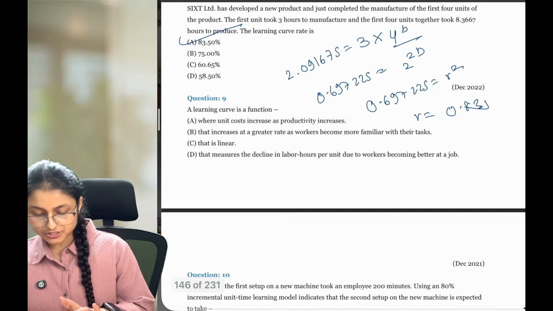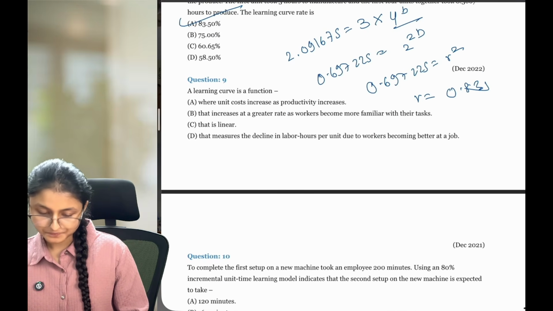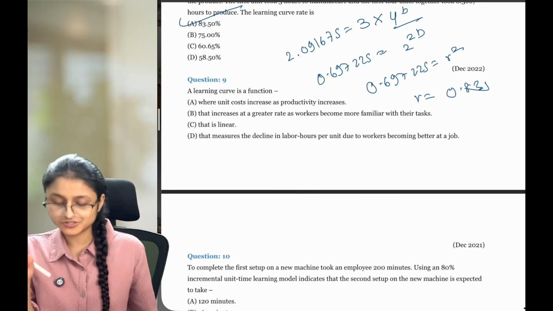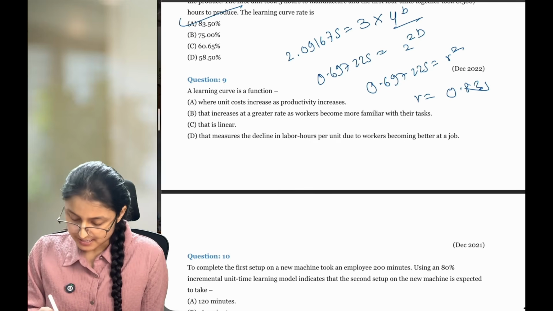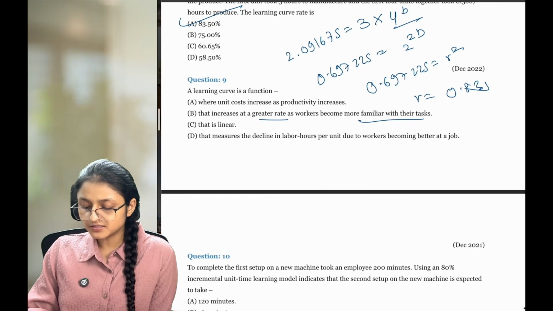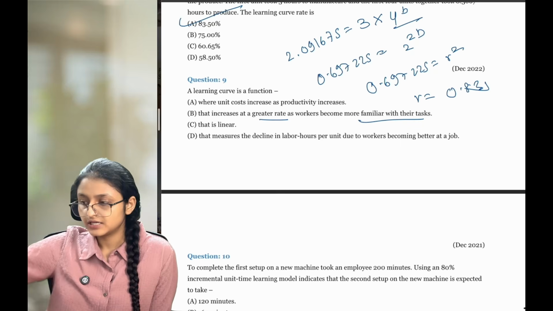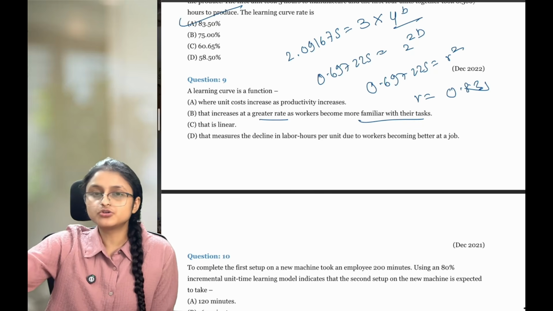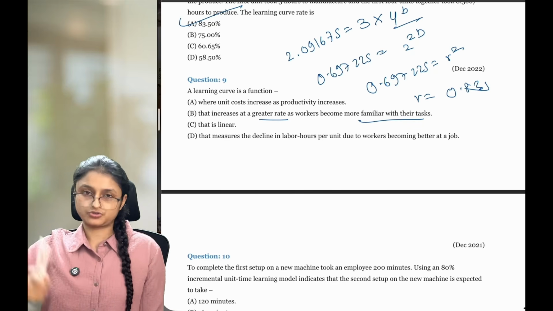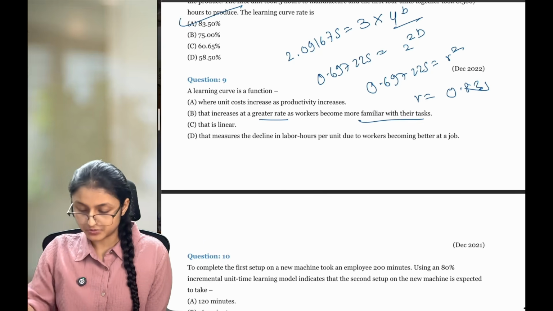A learning curve is a function where cost increases as productivity increases. Cost increases? Answer is no. Cost is going to decrease when productivity increases. That increases at a greater rate as workers become more familiar with the task. Learning is not going to increase at a greater rate. It is going to reduce. After every repetition which you do, your learning gets reduced. Okay? You're not going to learn more when you become familiar with the task.